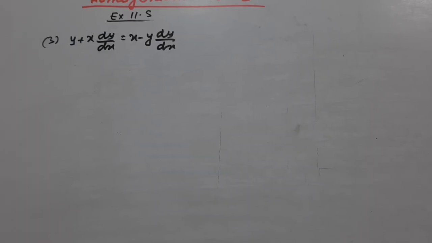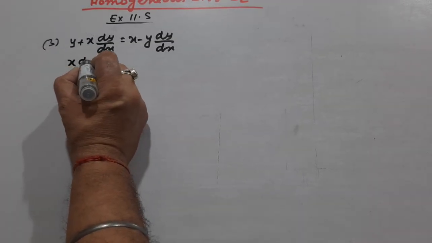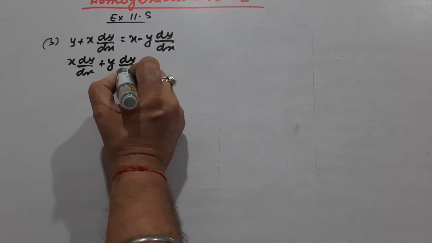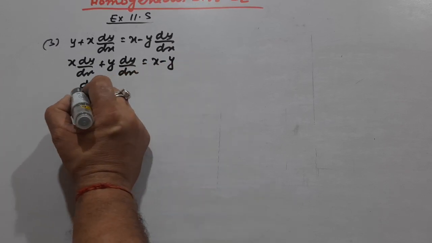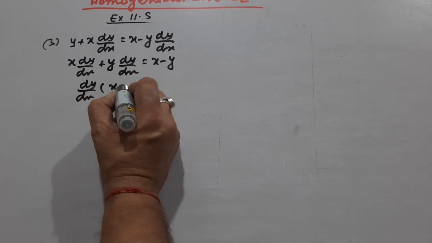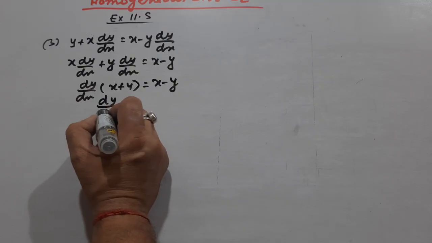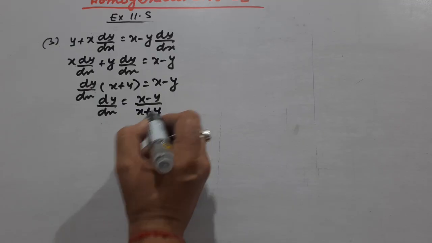Now students, let us move to the third question. In this question we have y + x dy/dx = x − y dy/dx. First of all, separating the terms, x dy/dx + y dy/dx = x − y. Now taking dy/dx common, we get (x + y) dy/dx = x − y. So dy/dx will be equal to (x − y)/(x + y).